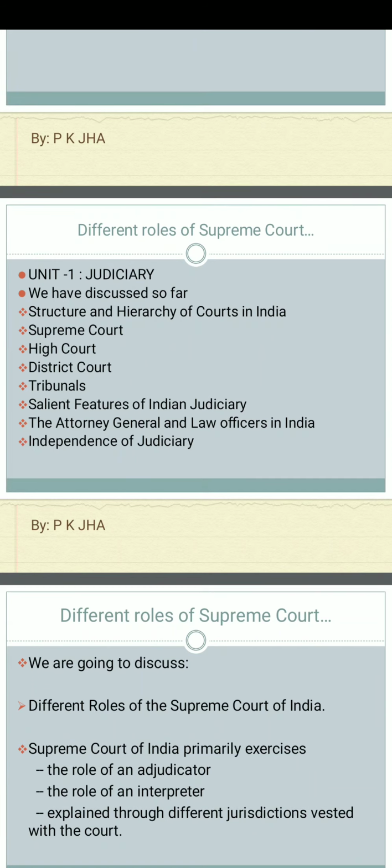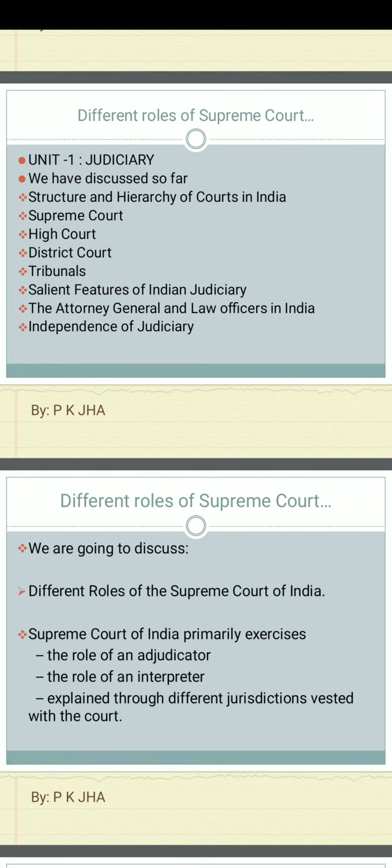And then yesterday we finished independence of judiciary: how independent and to what extent the judiciary is independent in our country. We discussed that in detail. Fine. Let us move today towards the different roles of the Supreme Court of India. Part 1 we will discuss today.